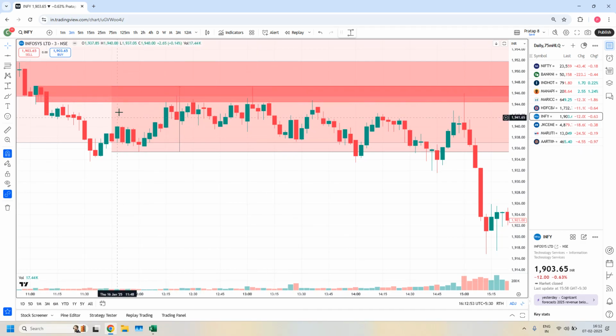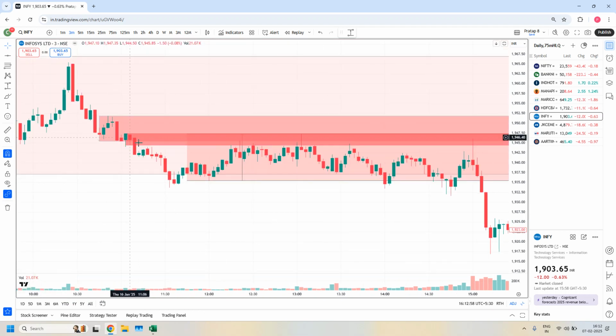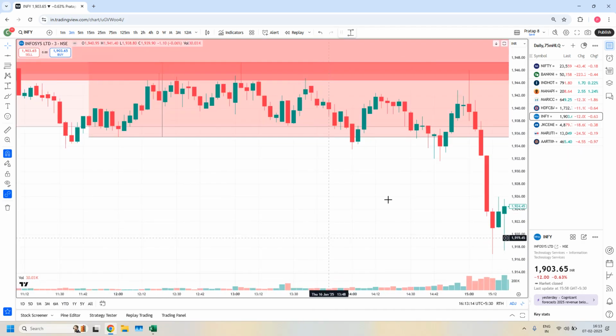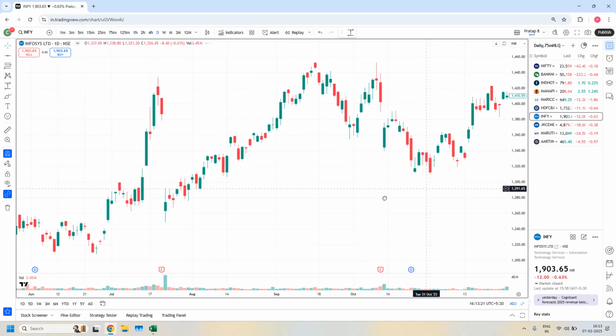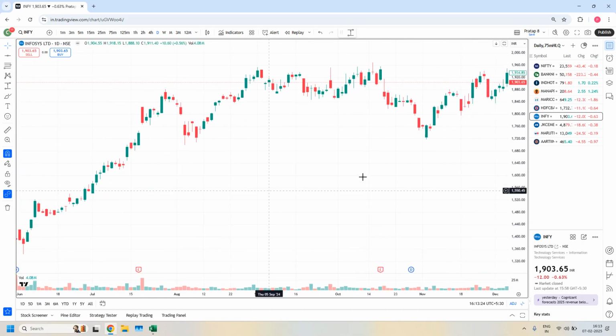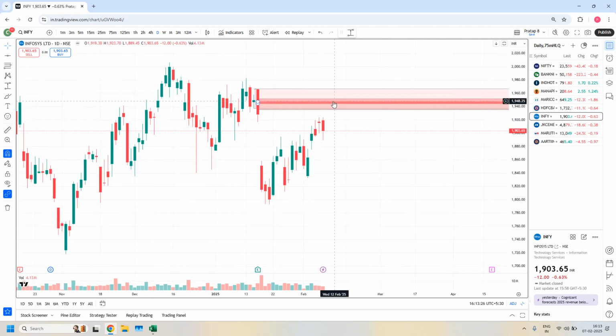This is the origin for this entire fine-tuned 75 minute zone. And moreover, this origin 5 minute zone is inside the 15 minutes origin. It's a fine-tuned 5 minutes origin. It is not a simple 5 minutes origin. So that is the reason why it has given several tests. So that is the beauty of this particular zone. But today anyway, prices did not enter into the zone.